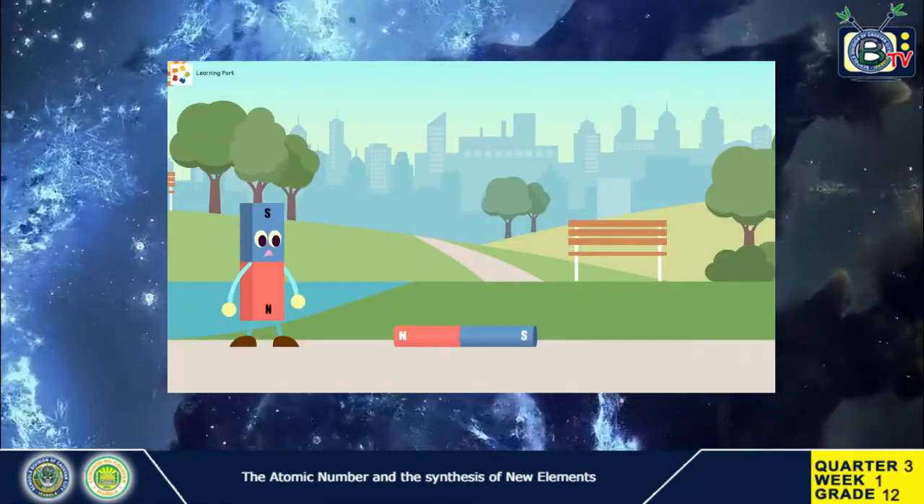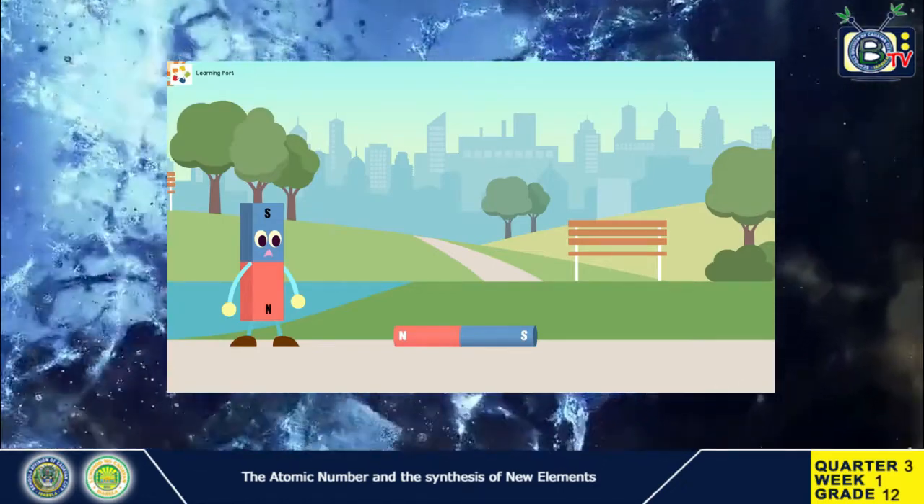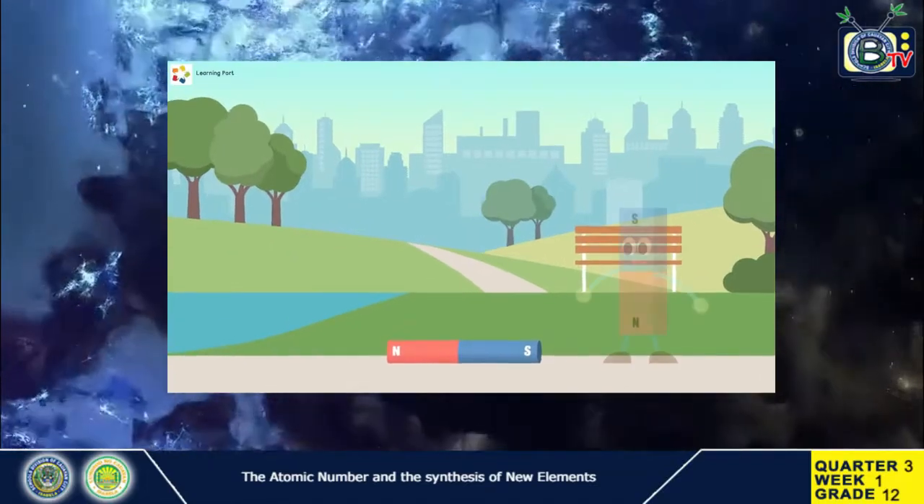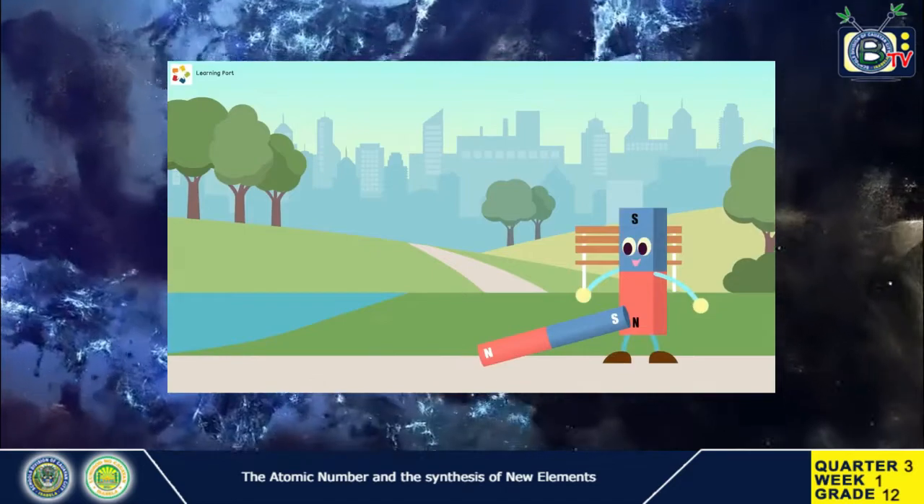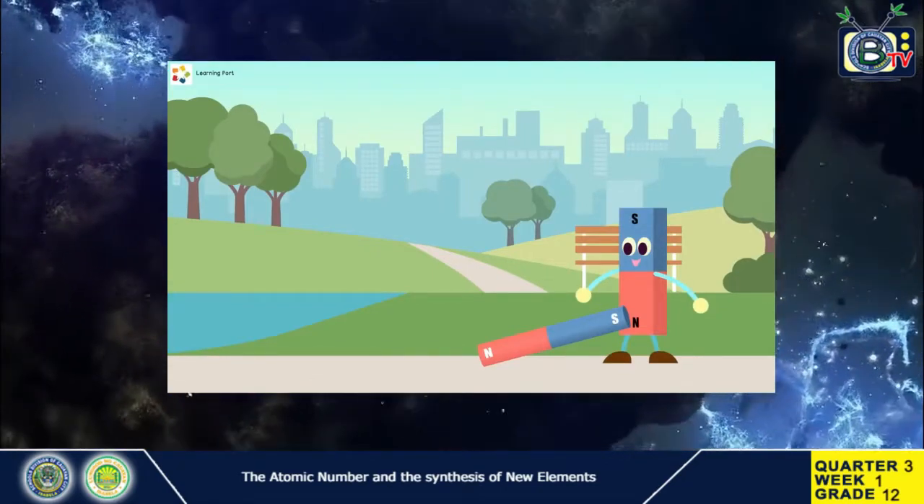So what should Barry do to attract the cylindrical magnet? He should move to the other end of the cylindrical magnet. Gotcha! Now Barry knows how to attract other magnets.